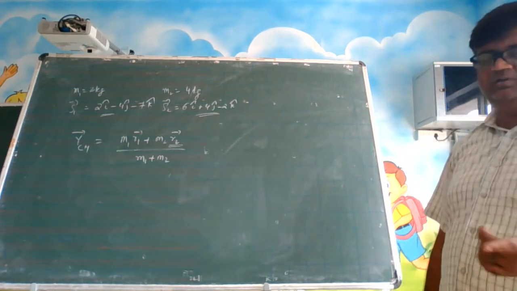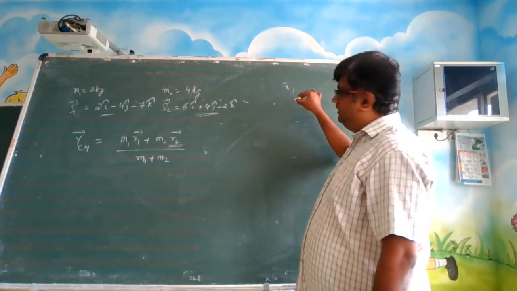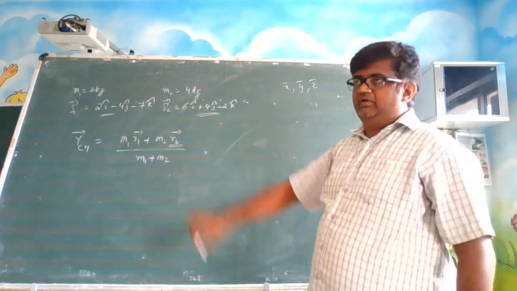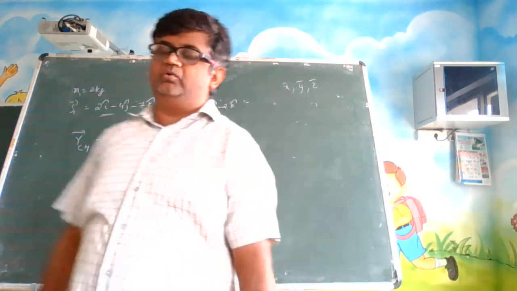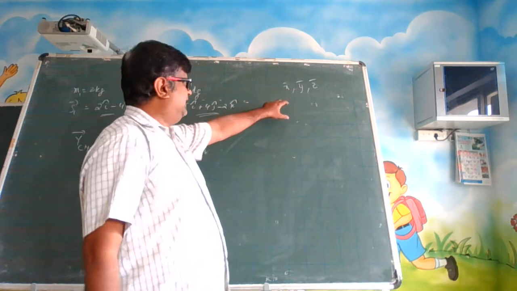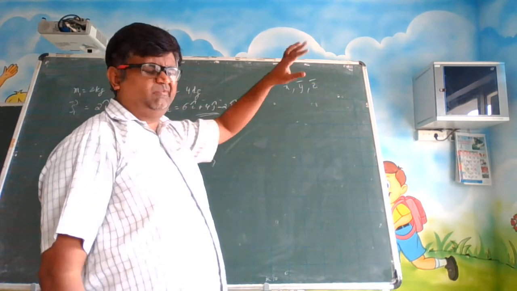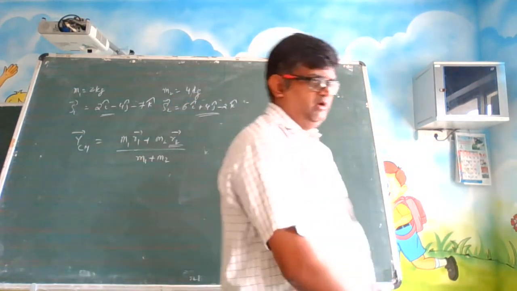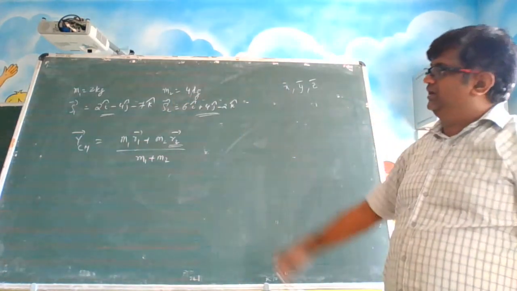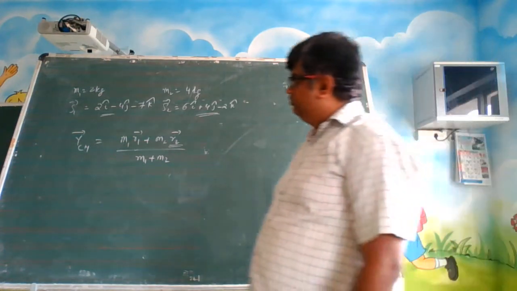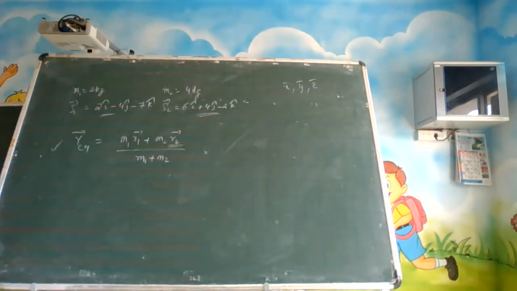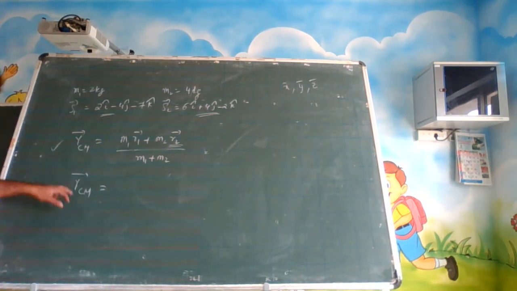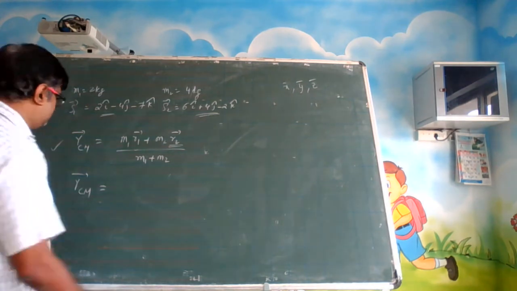Earlier, you calculated x bar, y bar and z bar individually. You know the formula: m1 x1 plus m2 x2 divided by m1 plus m2 gave you x bar. m1 y1 plus m2 y2 divided by m1 plus m2 gave you y bar. Similarly, you calculated z bar individually. Suppose in any question they give you vectors, you can straight away use this equation. So here R CM vector, the position vector of the center of mass, is equal to m1.